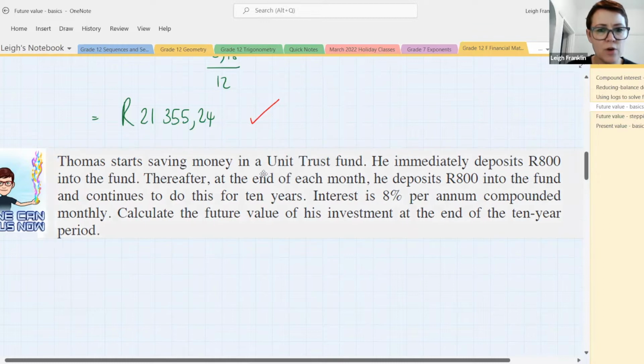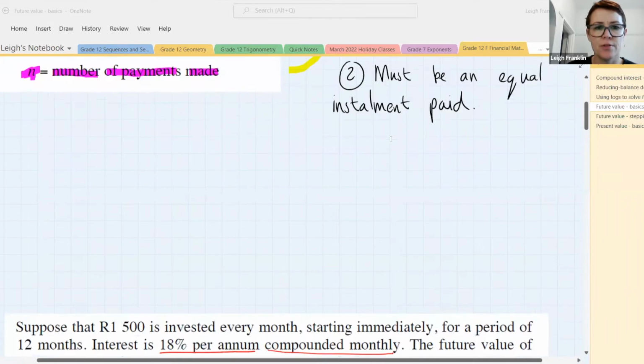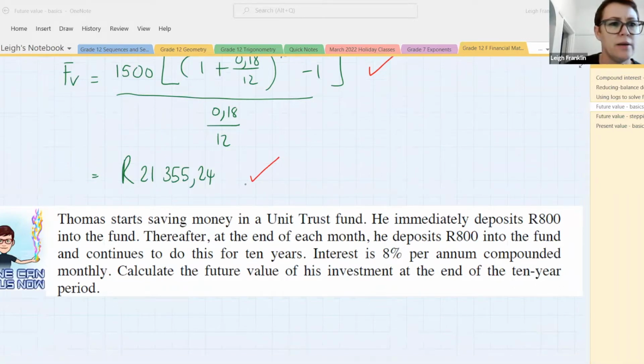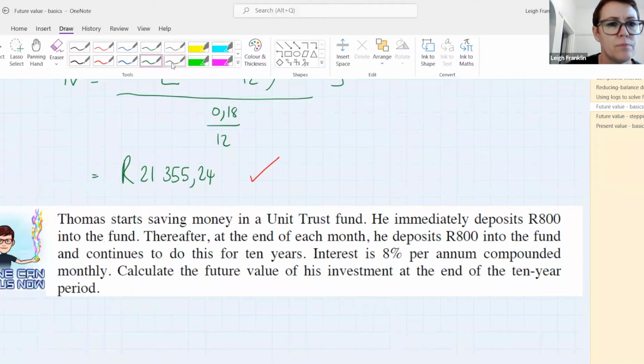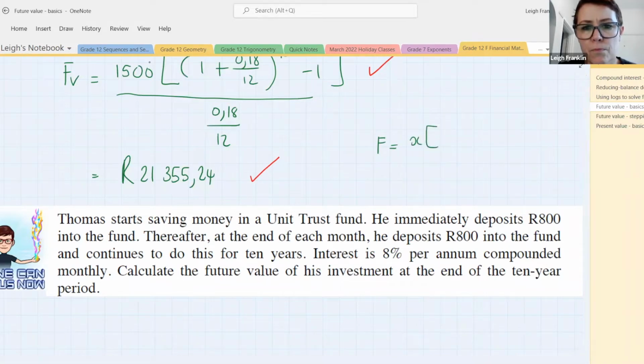Do you feel confident enough to try this on your own? Or do you want me to do it together with you? You feel confident enough to try it on your own. Okay, give it a whiz. Lovely, good stuff, everybody. Do you need me to write the formula down for you? Should I just pop it over here quickly? There we go, there's the formula.